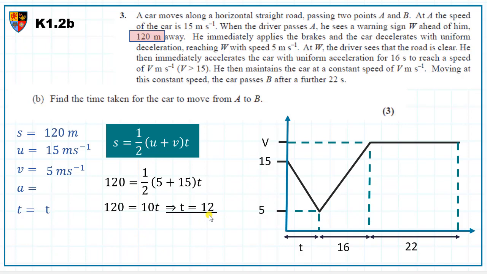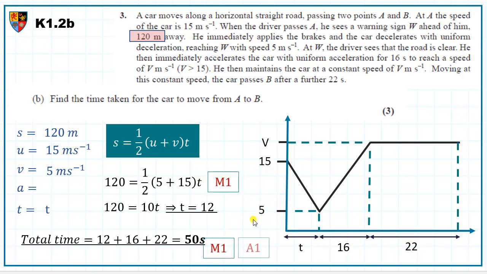Think about what I've done there. T is equal to 12, straightforward. And then the total time will be the 12 plus 16 plus 22, giving 50 seconds. So your final answer, the time taken to get from point A to point B is 50 seconds. It took 12 seconds to get to W, and then another 16 and 22 to get to B.